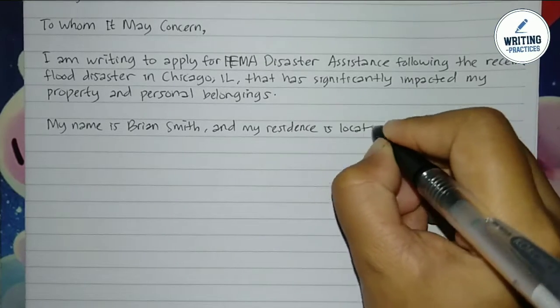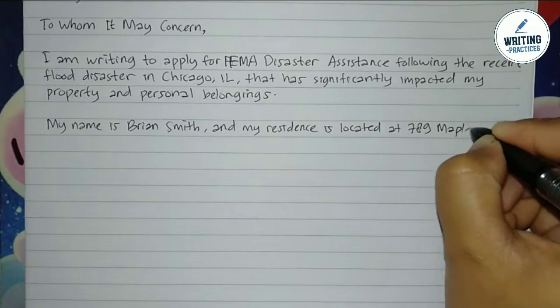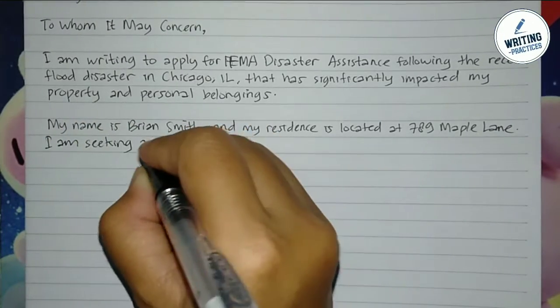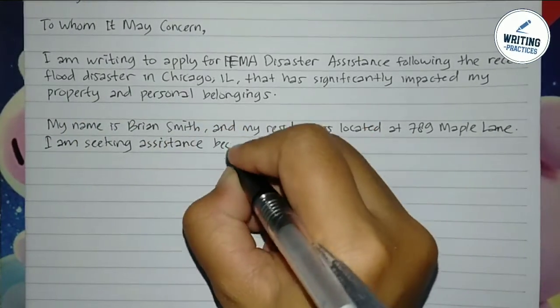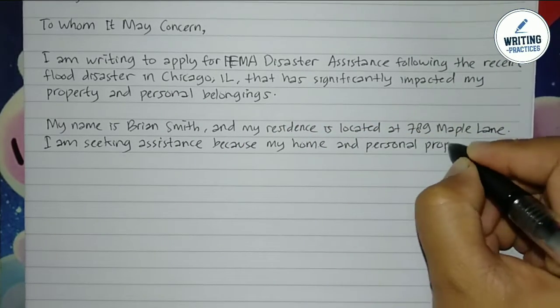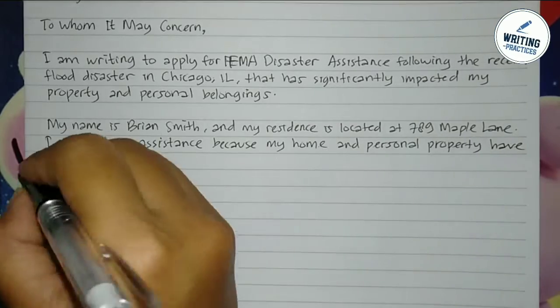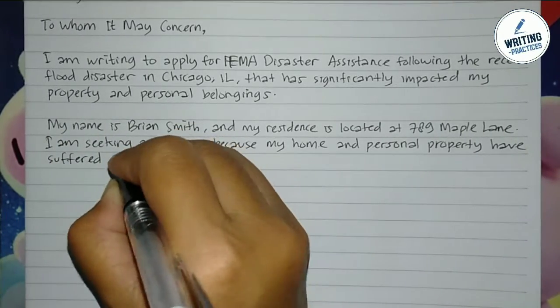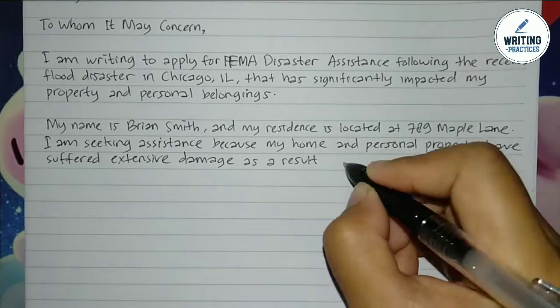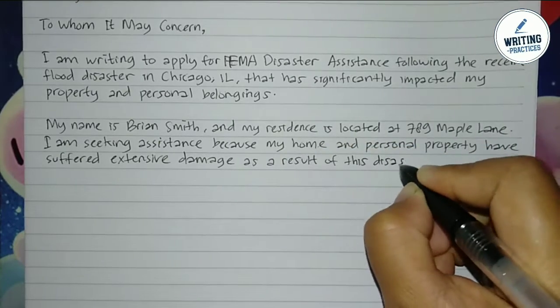Here is the example. My name is Brian, and my residence is located at 789 Maple Lane. After that, explain the reason for seeking FEMA assistance, which is the significant impact on your property and belongings due to the disaster. Here is the example. I am seeking assistance because my home and personal property have suffered extensive damage as a result of this disaster.